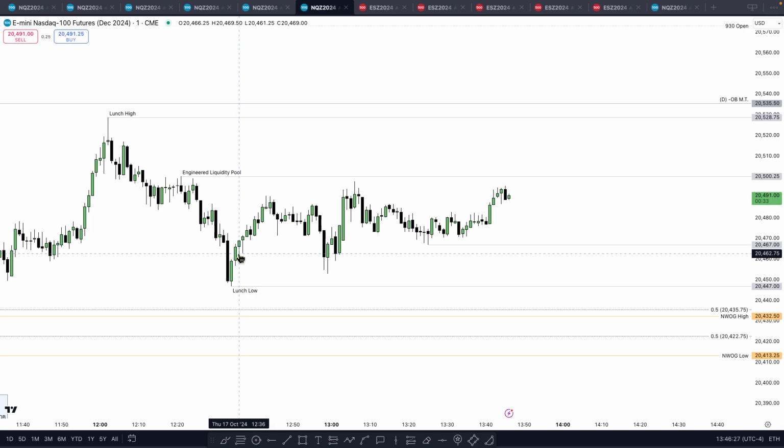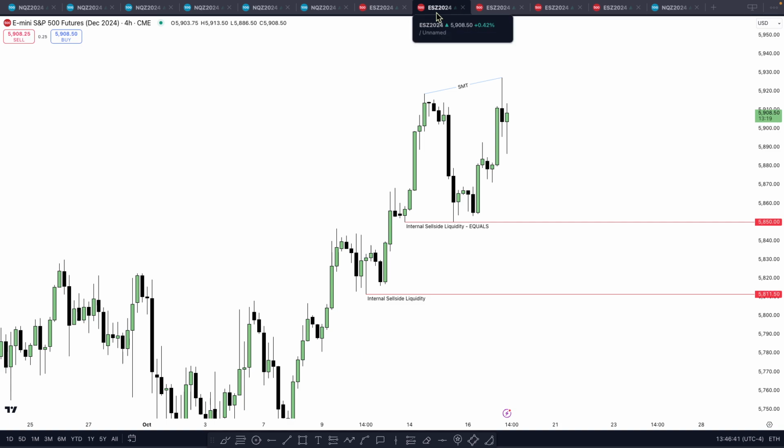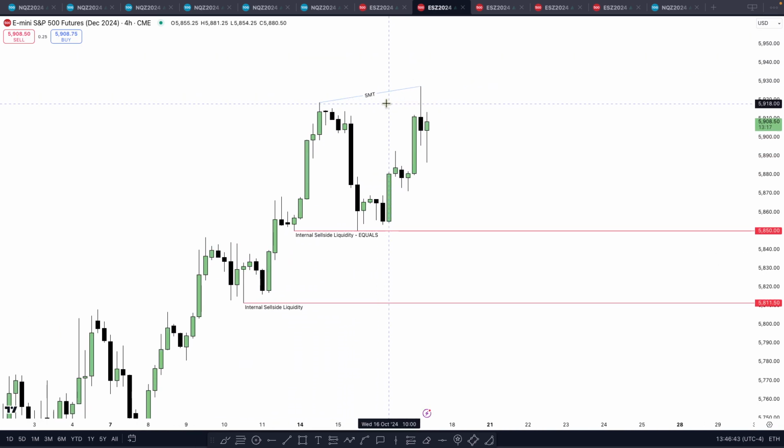So what I'm really waiting to see now for the 150 macros, if we have a run on liquidity, do we show signs of a reversal? Let's run through, it's 146. Let's run through our time frames on S&P a bit more, spend a bit more time with it.